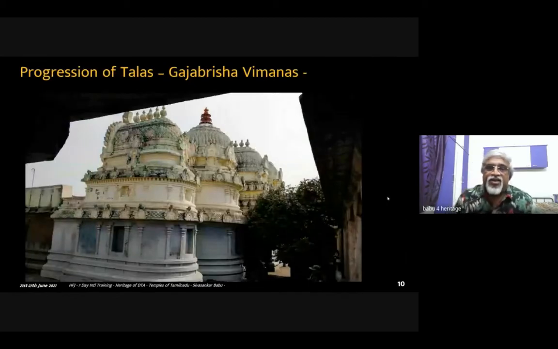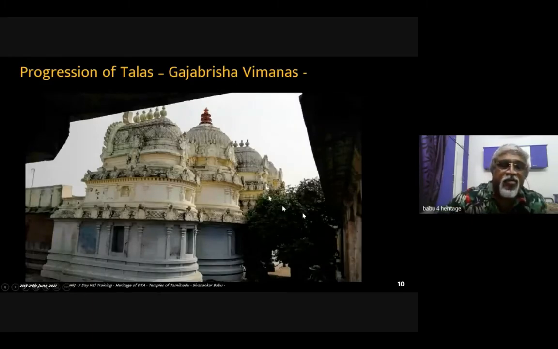Now we are seeing some variations of the shikaras as well as talas. I am giving a few examples, but I have tried to mix the shikara shapes as well as the tala counts, so that with fewer examples I am able to cover multiple temples. What is the shape you see here?